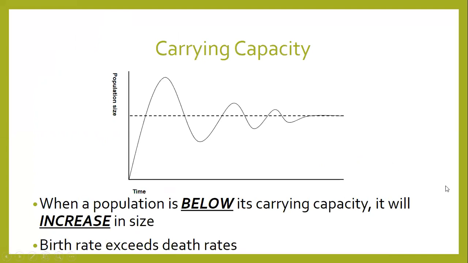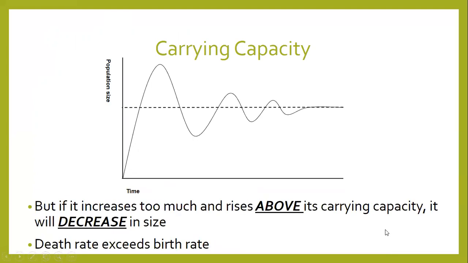When a population is below carrying capacity, it will naturally increase. In other words, the birth rates will exceed the death rates because all of those things that you saw in the bucket previously, the predation and the accidents and all of those things, are going to be happening less because that population has room to grow. There is more space in the environment than the organism is currently taking up.